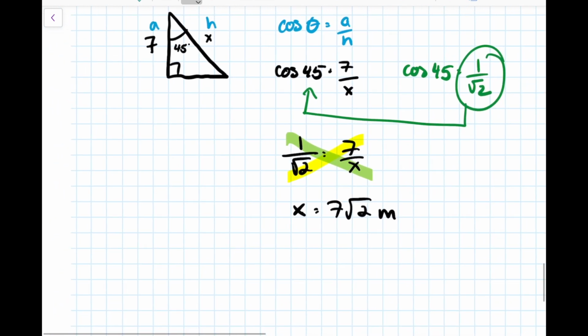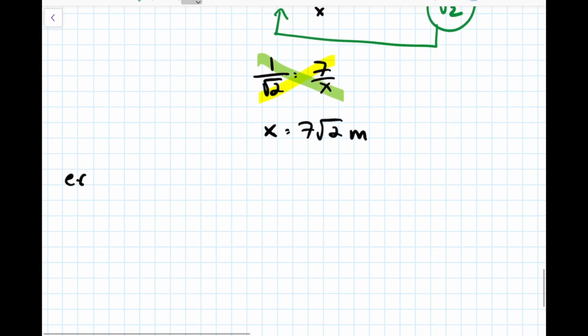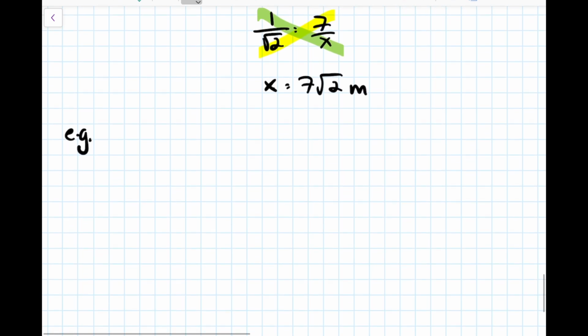Okay, so I'm going to wrap this up with just one quick word problem just to get you to practice a little bit more, and then that will be it for section 2.1.